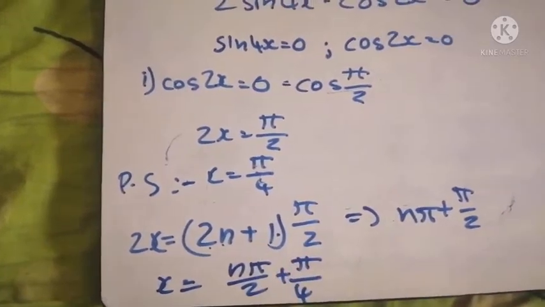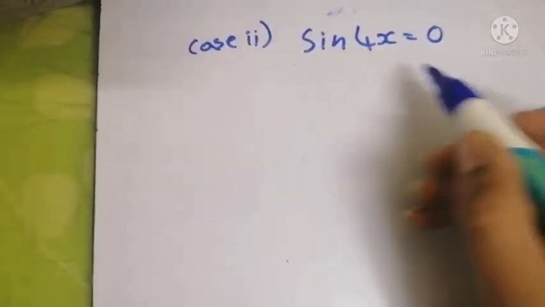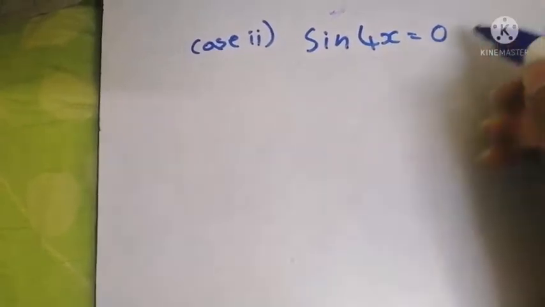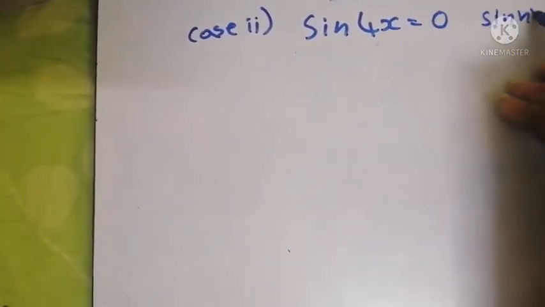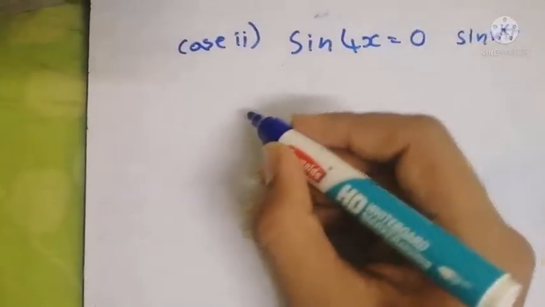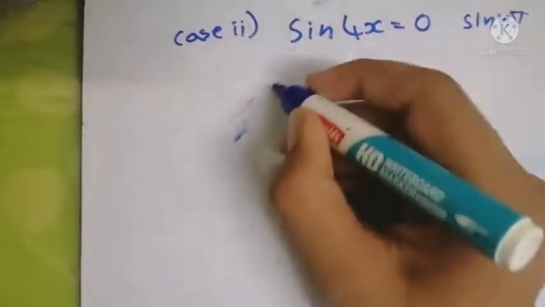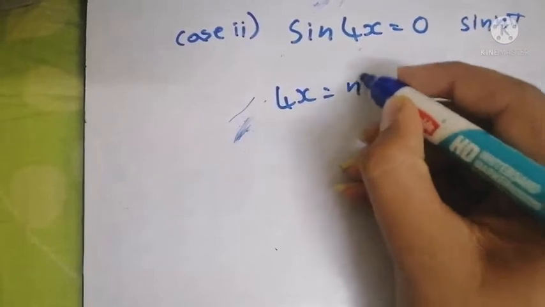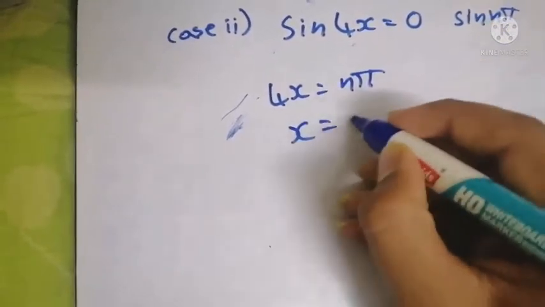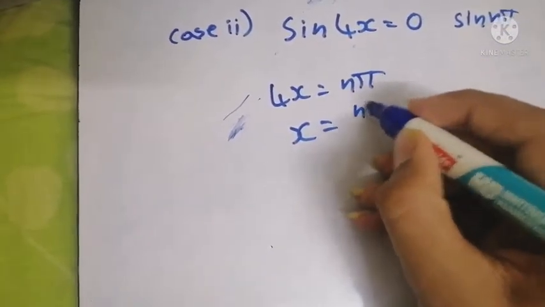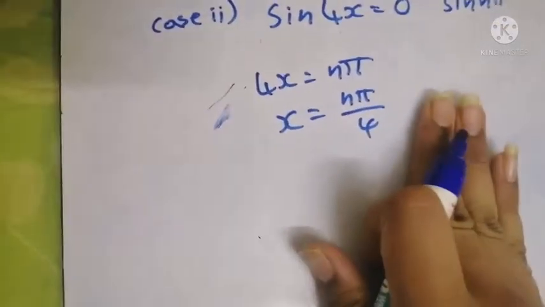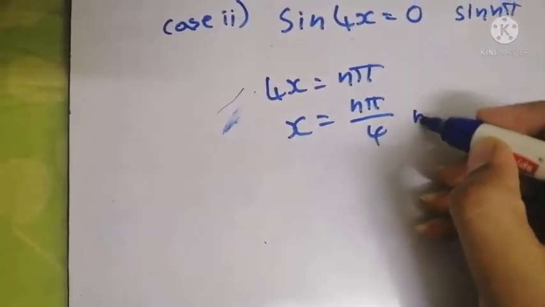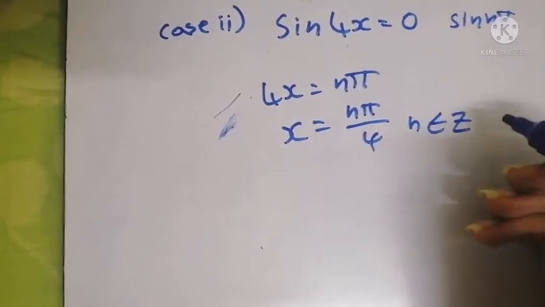So I will erase this. Now in case 2, sin 4x is equal to 0. So now it can be written as sin n pi. Sin n pi means 0. So 4x is equal to n pi. So x is equal to n pi by 4, where n belongs to integers.